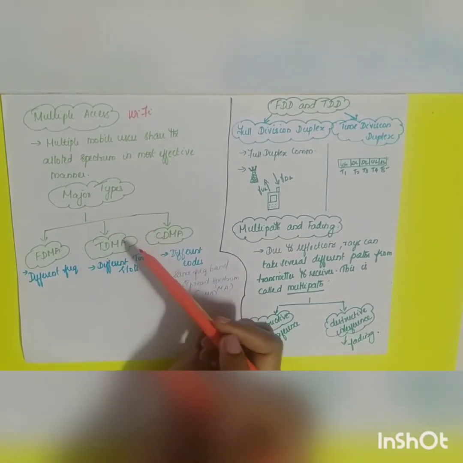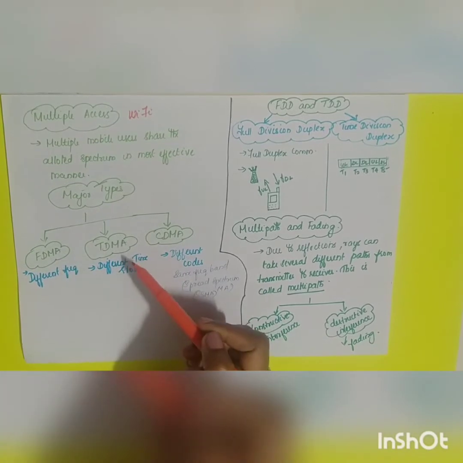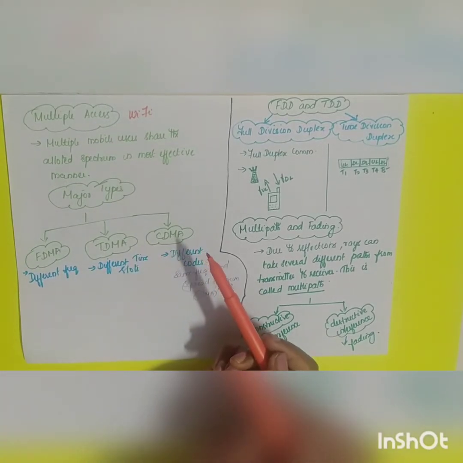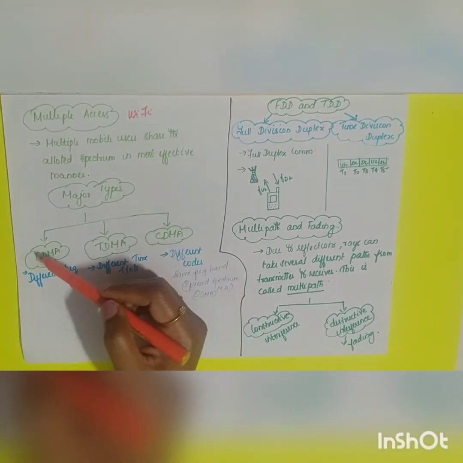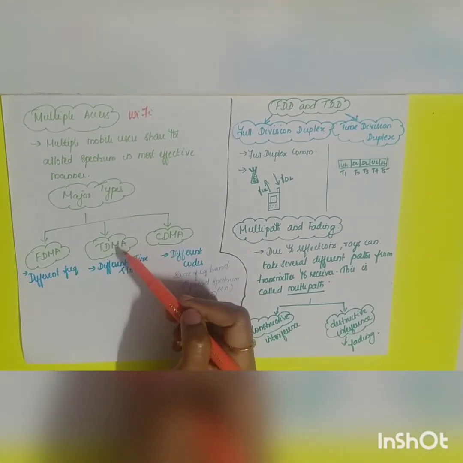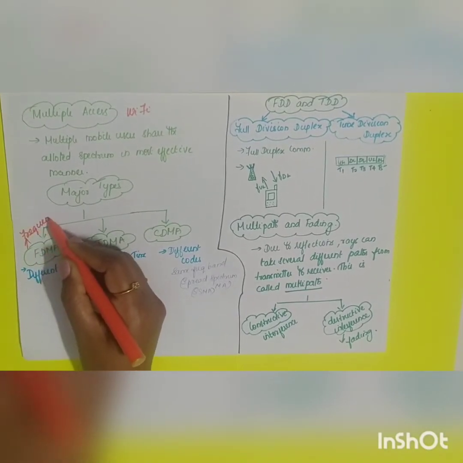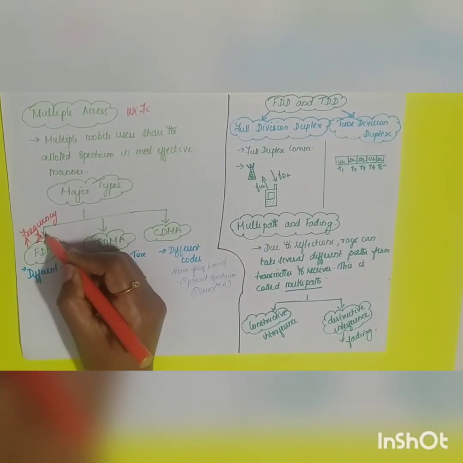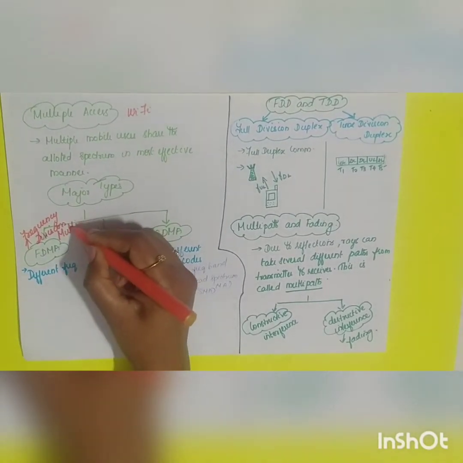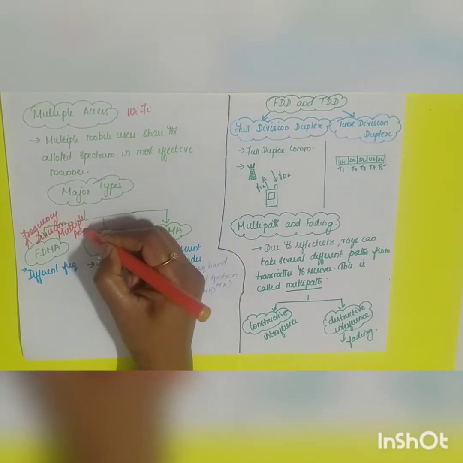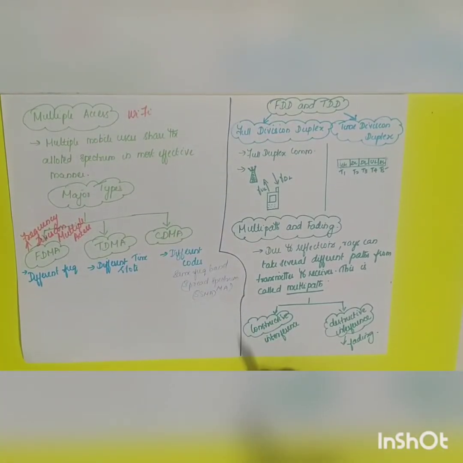There are 3 major types of multiple access. One is called as your FDMA, second one is called as TDMA, and the third one is called as your code division multiple access. FDMA stands for frequency division multiple access. Similarly, TDMA stands for time division multiple access. CDMA stands for code division multiple access.